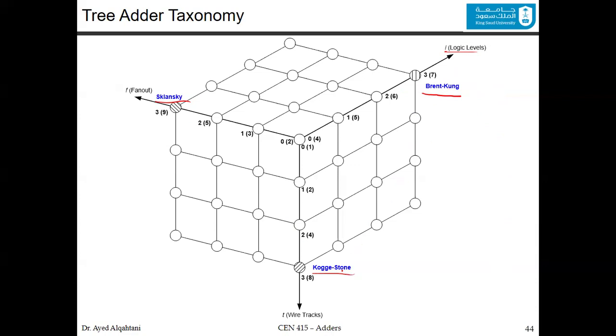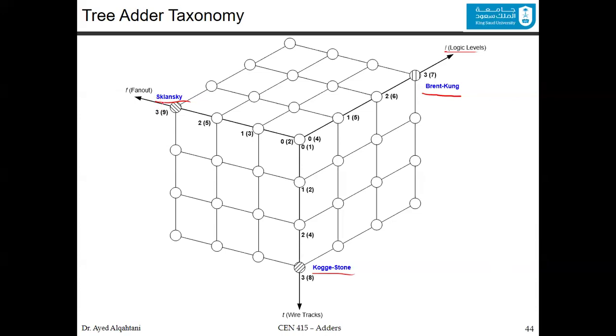The problem with the Kogge Stone was the wiring. It has so much wiring. And the problem with the Sklansky is the fan out. It has an extreme amount of fan out.